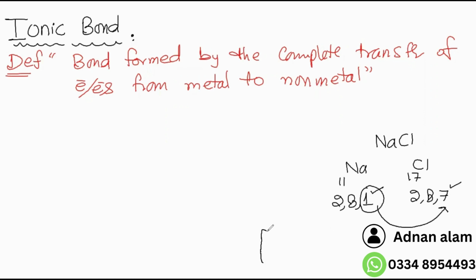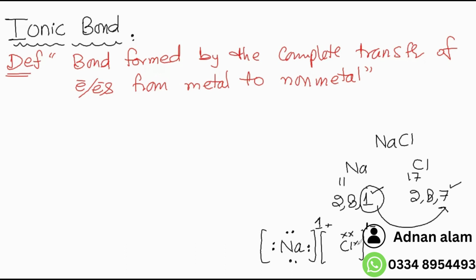As a result, we will have sodium ion like this. This is Na plus, one positive ion, and the inner shell becomes valence shell. When one electron of sodium is lost from the valence shell, then the inner shell becomes valence shell like this. On the other hand, chlorine becomes chloride by gaining one electron.